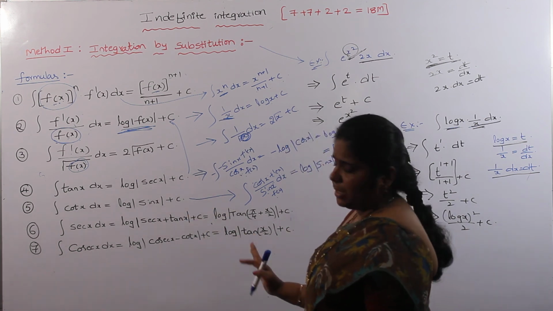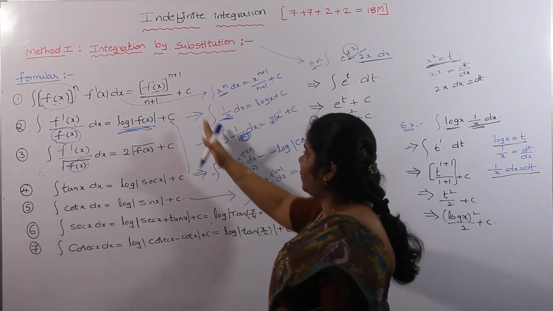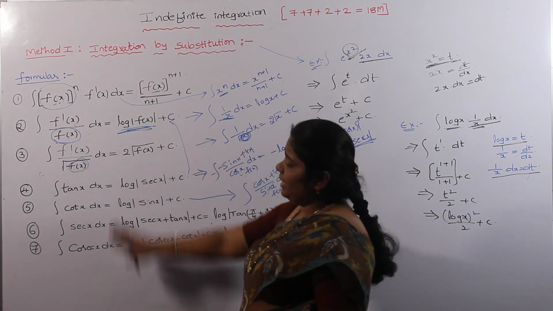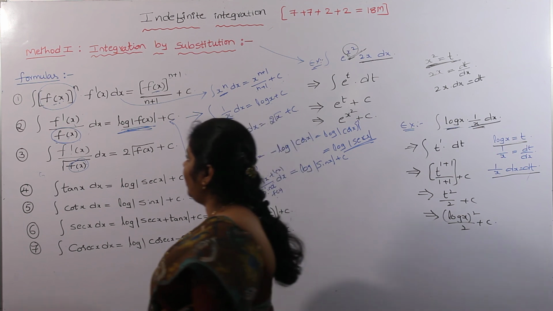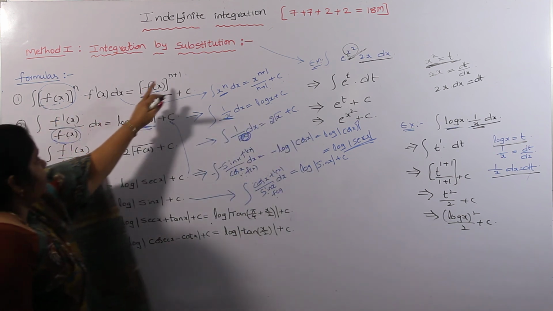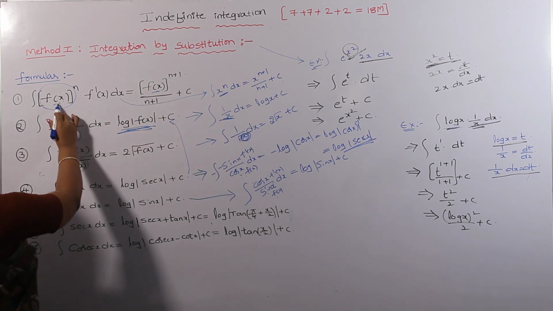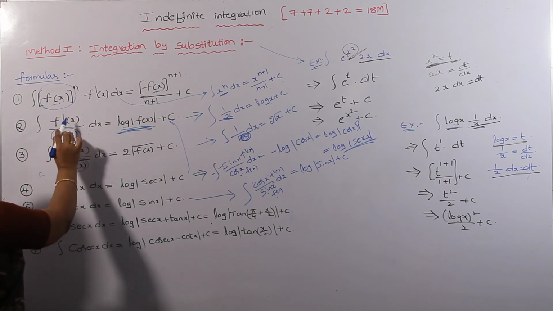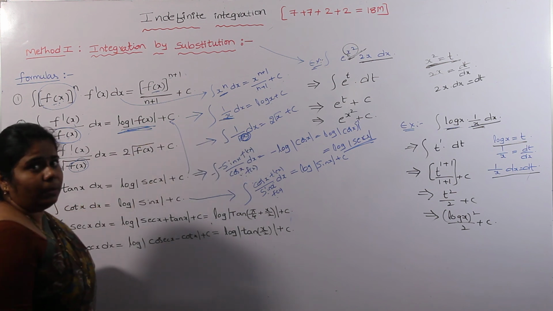No need of proofs. Just remember these formulas. How we get these formulas? How we remember these formulas? I am giving the hints. Using these hints, it is very easy to remember these formulas. Okay, students. Integral of f of x whole power n into f dash of x is f of x whole power n plus 1 by n plus 1 plus c. F of x differentiation is f dash of x. From these basic formulas, we get all these formulas.